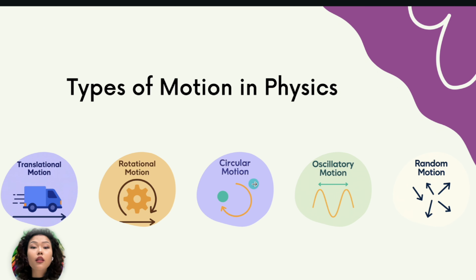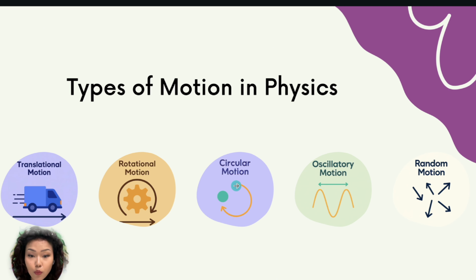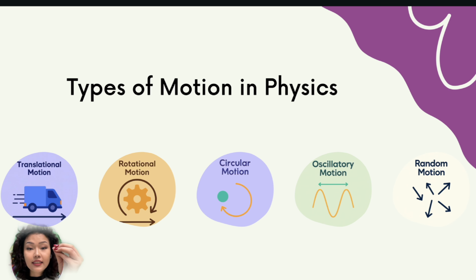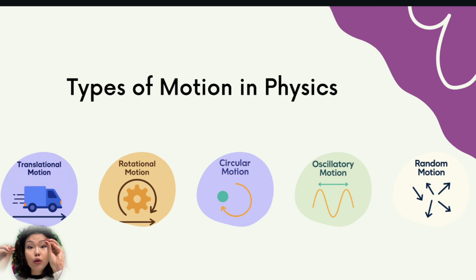Then circular motion. There, an object moves along a circular path. As the example shows, this little ball moves along a circular path. That's why we call it circular motion. And please note the difference between rotational and circular motion: rotational motion is when an object has its own internal axis and spins around its axis, and circular motion is when an object moves around a circle, not around its own axis.